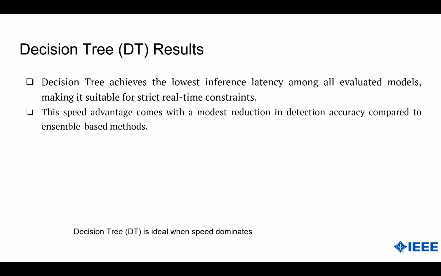First, let us look at the decision tree results. The decision tree achieved the lowest inference latency among all evaluated models, making it suitable for strict real-time constraints. This speed advantage comes with a modest reduction in detection accuracy compared to ensemble-based methods. The decision tree offers very fast inference.